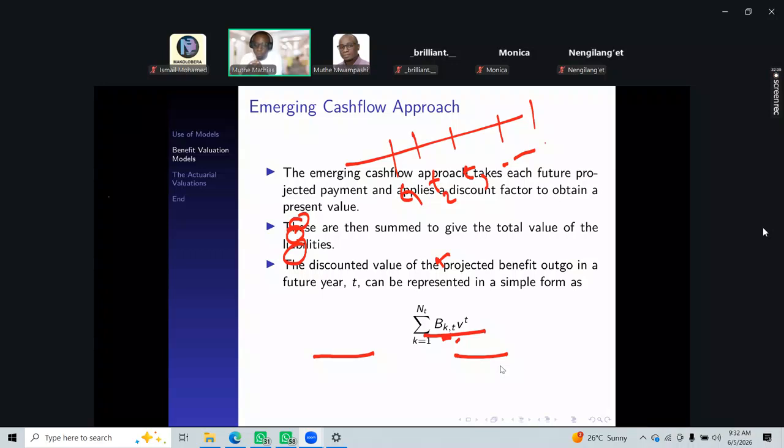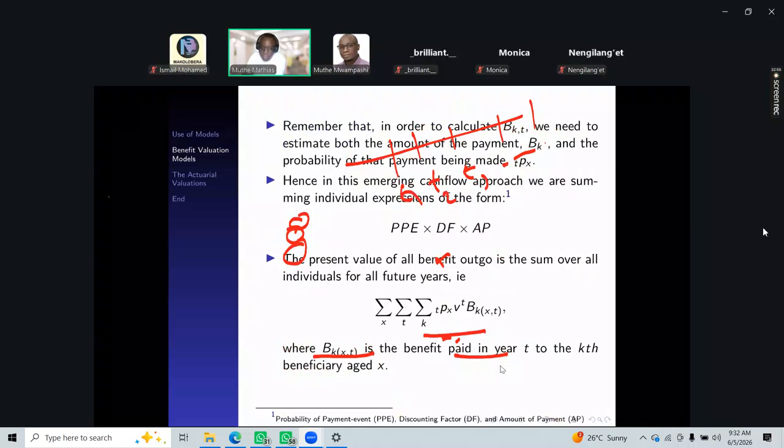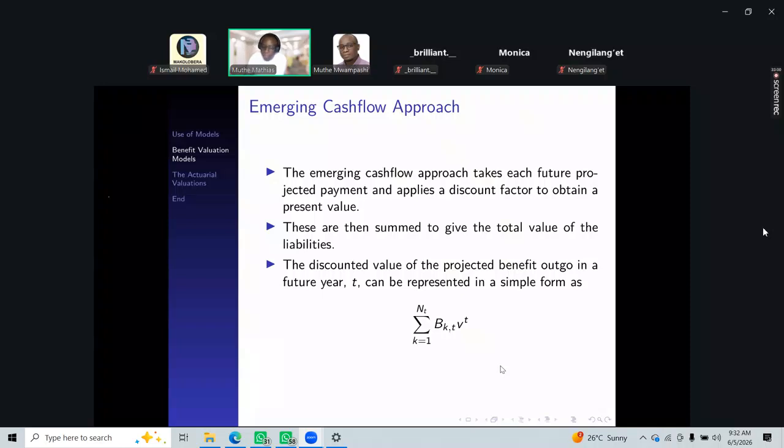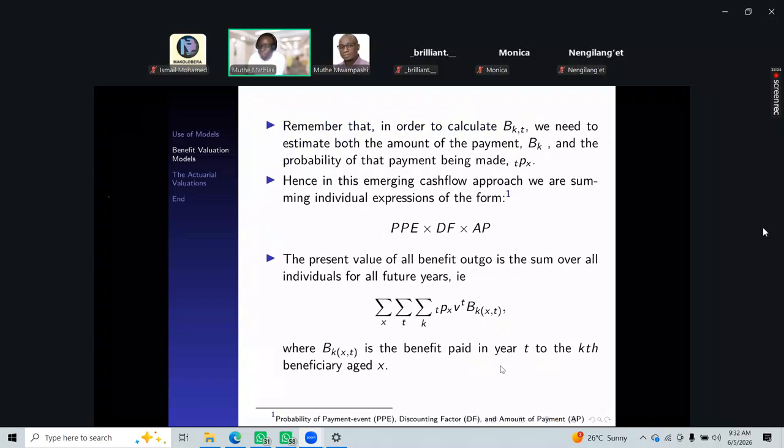So it's called emerging cash flows, I think, because this is actually per year. The only difference with the next method is that in the next method you do this when the benefit starts to be paid. That is why we call it benefit event. Sorry. Again, this is just the simple stuff, because you can expand this further.